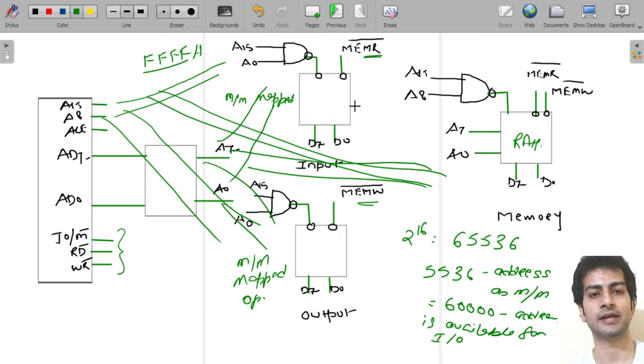So what I am saying is that the address of the input device and of the output device can be the same, because we are differentiating input and output by memory read and memory write control signals. But the address of an input device or output device can never be the same as that of a memory device, otherwise there will be confusion about which one will be selected. So if we are using 5536 addresses as memory, then only 60,000 addresses are available for input and output devices each, and not 65536. I hope this concept is also clear to you.